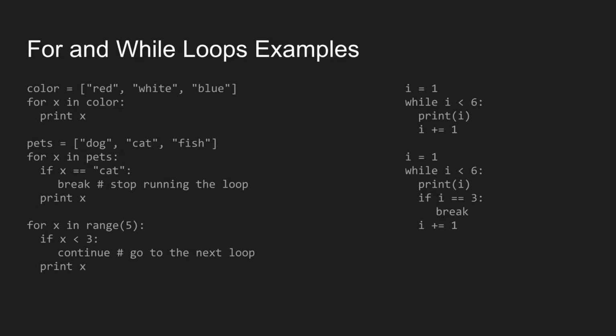So if x equals cat, we're going to break, stop running the loop. So this should only print dog and then stop at cat. It's not going to print cat.